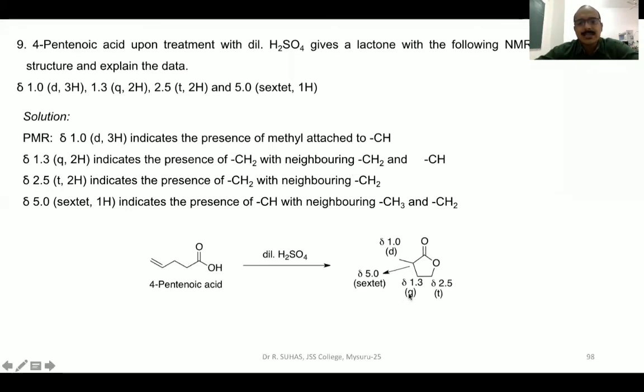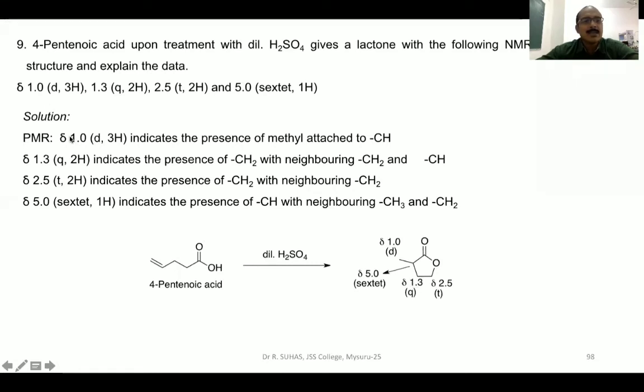So this is the structure of the product for this chemical reaction, and he has given the data for this. Now for this data we have to check. He has not given the product. You have to predict the product and then assign the data. So the product may be this. Now we have to assign the structure and check what is what.